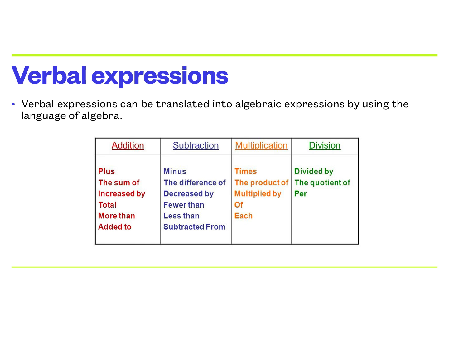You have multiplication, which is times, the product of, multiplied by, of, each. Those are all words for multiplication. Then we have division, divided by or the quotient of. The last one you usually see is per. These are the most common words that you will find in word problems, to write equations.